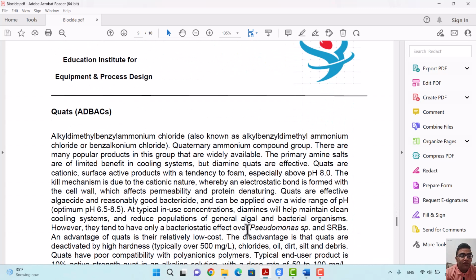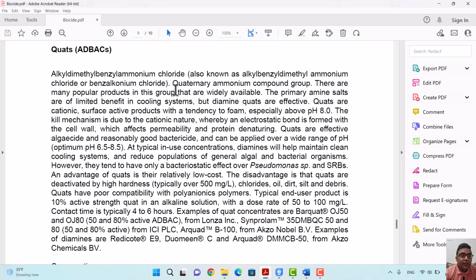Then we have quats. You can see the long name of this one, and of course, shortly, some experts call it benzalkonium chloride. Quaternary ammonium compound groups have many popular products that are widely available. The primary amine salts are of limited benefit in cooling systems, but diamine quats are effective.